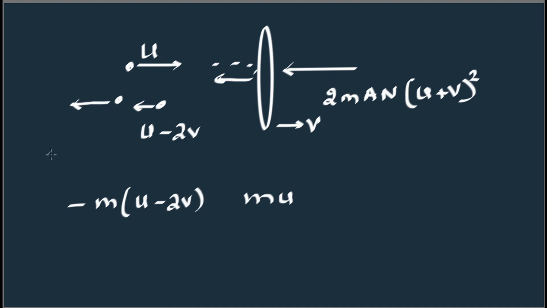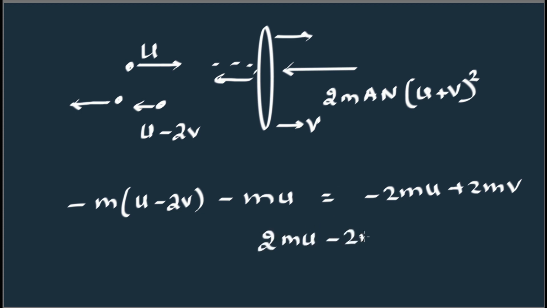Why minus? Because it's moving to the left. So final minus initial gives me minus 2mu plus 2mv. That is the momentum change of a molecule. So minus of that is the momentum delivered to the disk. The momentum delivered to the disk is 2mu minus 2mv per collision.